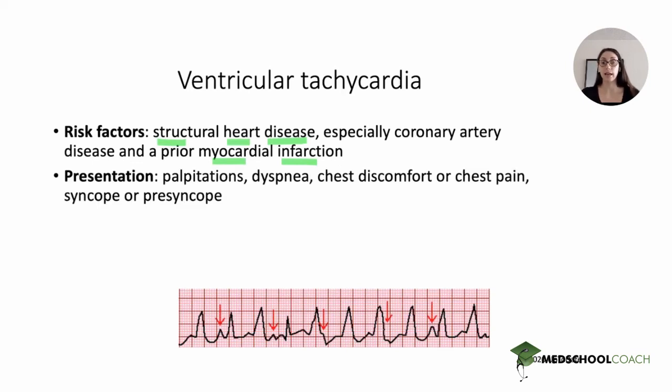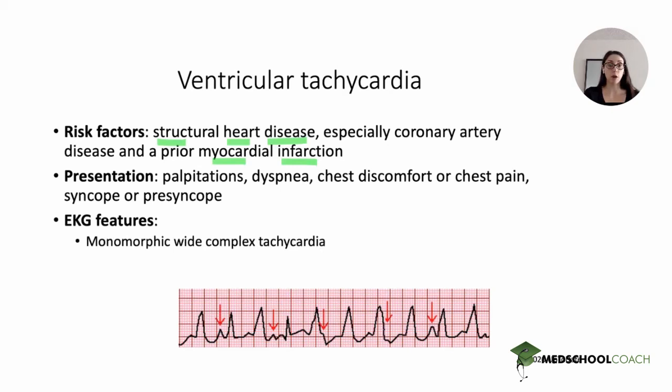It's going to present like any other arrhythmia with palpitations, dyspnea, maybe some chest discomfort, can even progress to chest pain, syncope or presyncope, or even cardiac arrest. So there's a wide spectrum of presentations, anywhere from mild symptoms like maybe palpitations and dyspnea all the way to cardiac arrest. The EKG features are going to be a monomorphic, so that means that the QRS looks pretty much the same. All the QRS complexes look very similar.